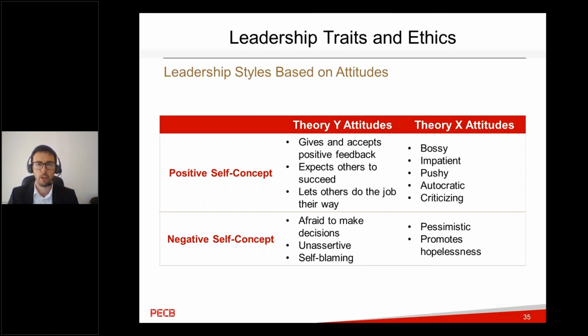Whereas the worst would be the theory X attitude leader who has a negative self-concept. These kinds of people tend to be very pessimistic and they promote hopelessness. So basically, these types of people tend to withdraw, or they have withdrawal behavior, and people tend to resort to delinquency and to destructive workplace behavior if they are led by these types of people.